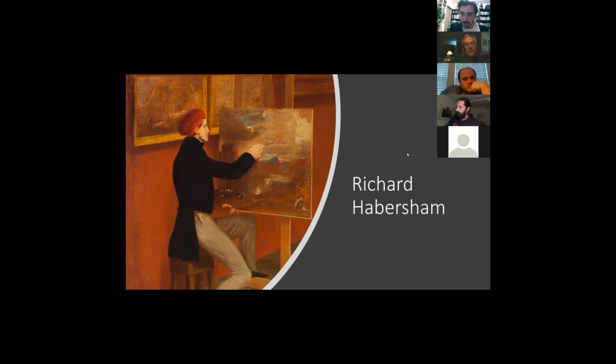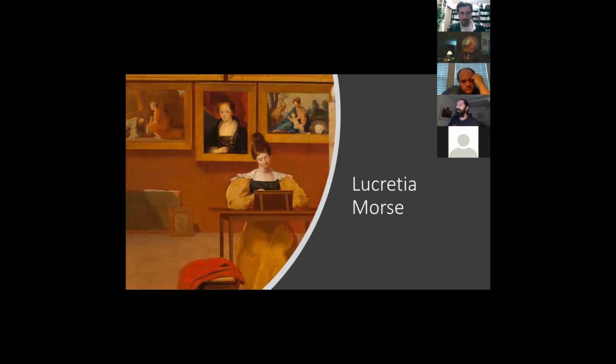We have there Richard Habershon, who's an American painter and sculptor who was living with Samuel B. Morse during a couple of years when they were working in France. And there we have Lucretia Morse. Lucretia Morse is Samuel B. Morse's wife.